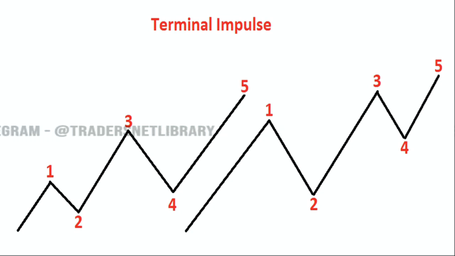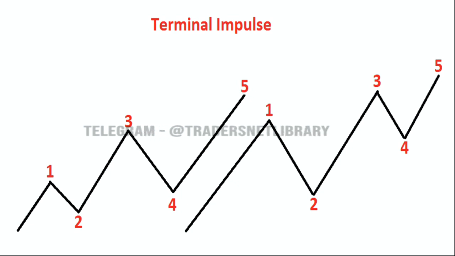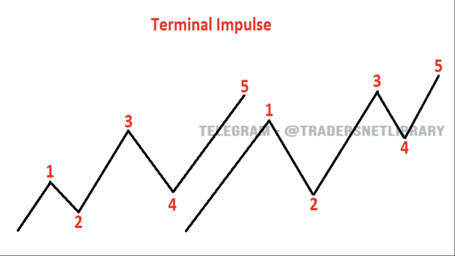Each of waves 1 and 5 can be extended, but we will never have a double extension in waves 1 and 5 in the impulse terminal waves. Another characteristic of terminal impulse waves is that in no way should the slope of the channel be horizontal. In other words, we can only see this pattern ascending or descending.